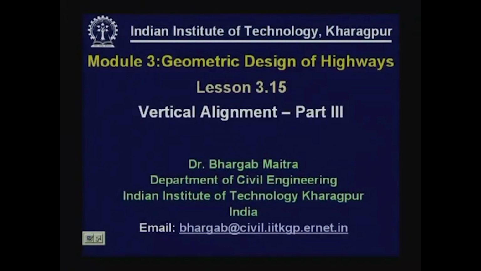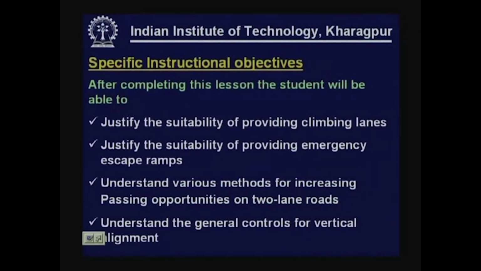Today, after completing this lesson, the student will be able to justify the suitability of providing climbing lanes, also justify the suitability of providing emergency escape ramps, understand various methods for increasing passing opportunities on two-lane roads, and also understand the general controls for vertical alignment as well as some of the general guidelines for coordination of horizontal and vertical alignment.